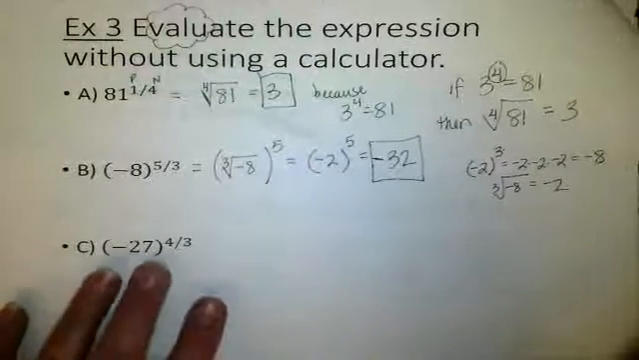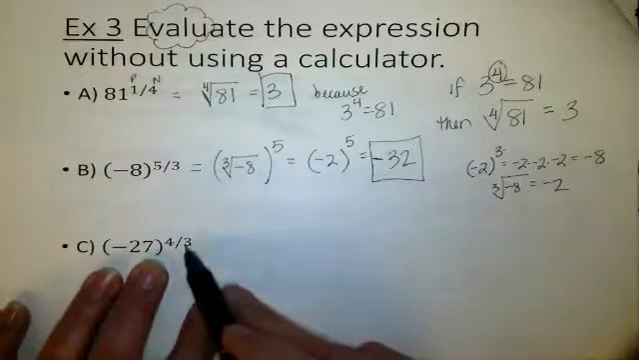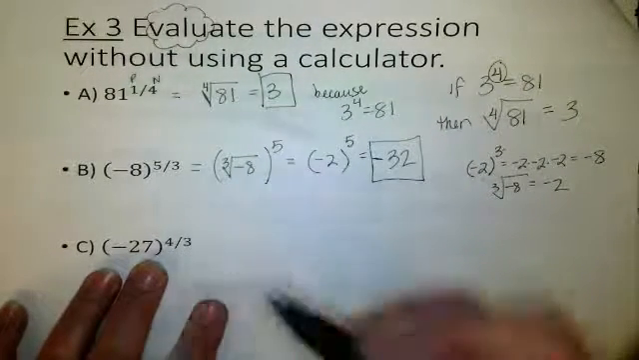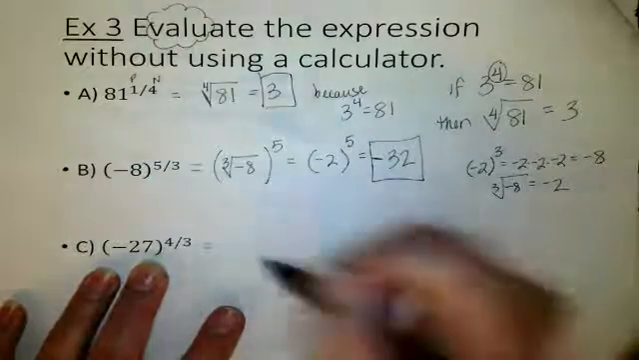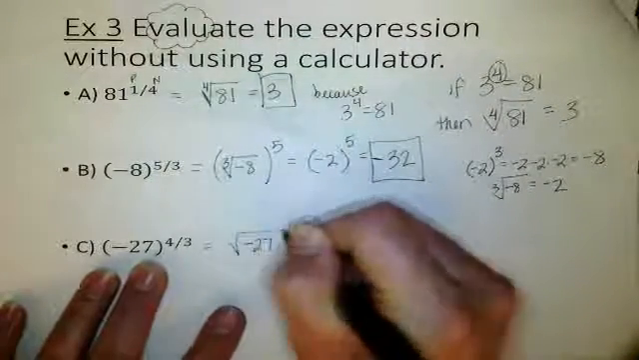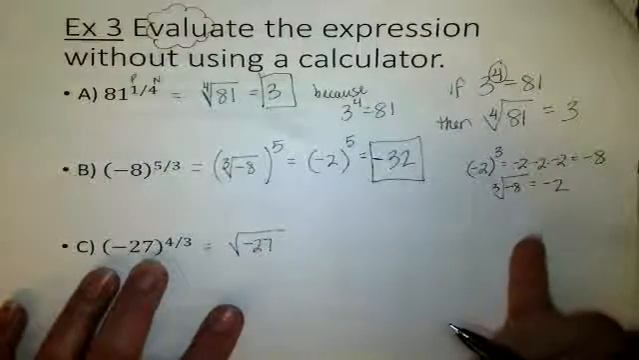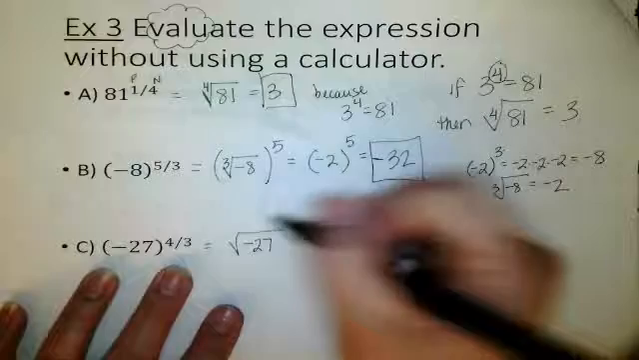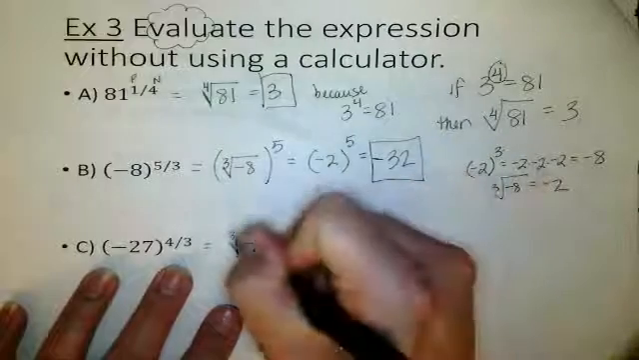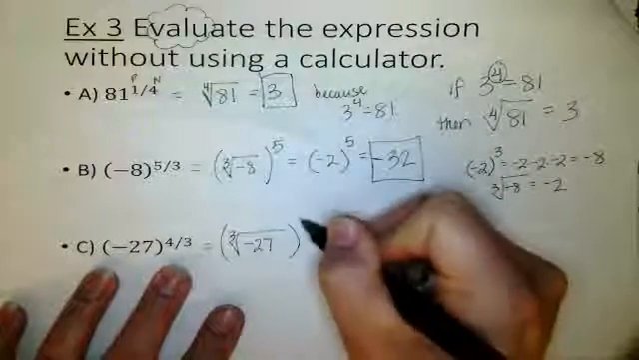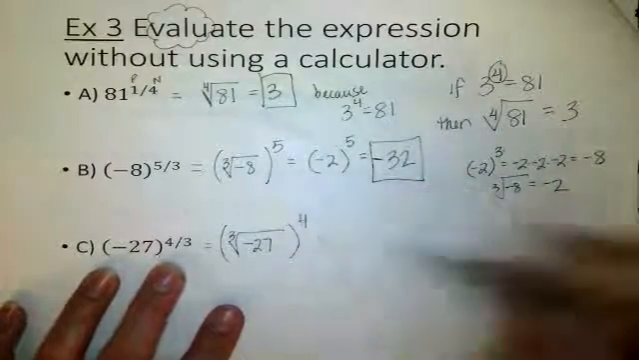All right, last one here. Negative 27 quantity to the 4/3 power. So I'm going to rewrite that using radicals. So my base is negative 27 underneath the radical. What's the index? 3. And then we're raising it to the 4th power. Very good.